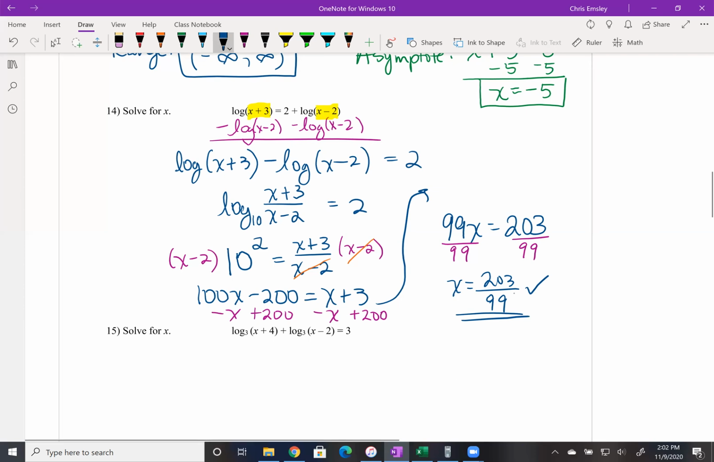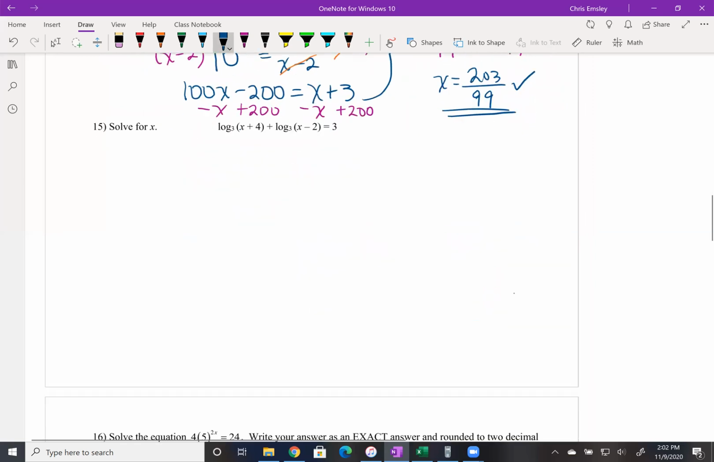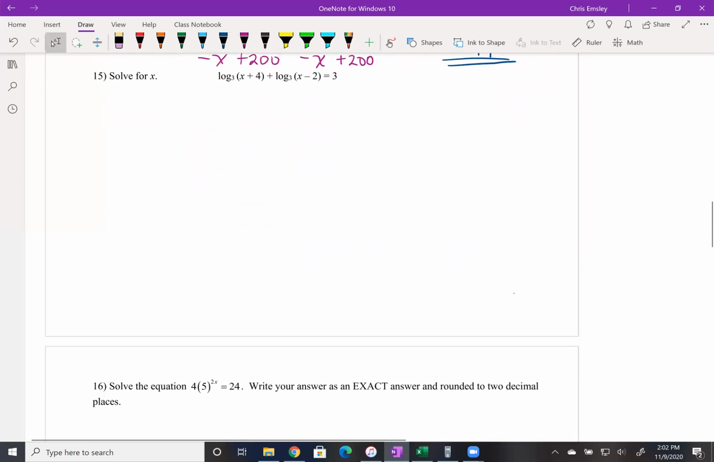Okay, number 15 is similar. Again, we have an equation that has some logarithms and some constants. So remember what I said in the last problem, we want to make sure all the logs are on the same side. They already are, so that's good. Next up, when the logs are all on one side, we want to use our properties of logs to combine them. This time we have a plus in between the two logs with a matching base. So if we have a plus in the middle, we combine using multiplication.